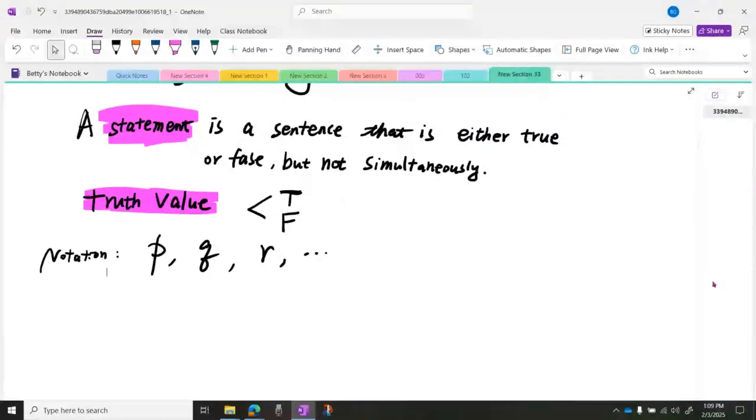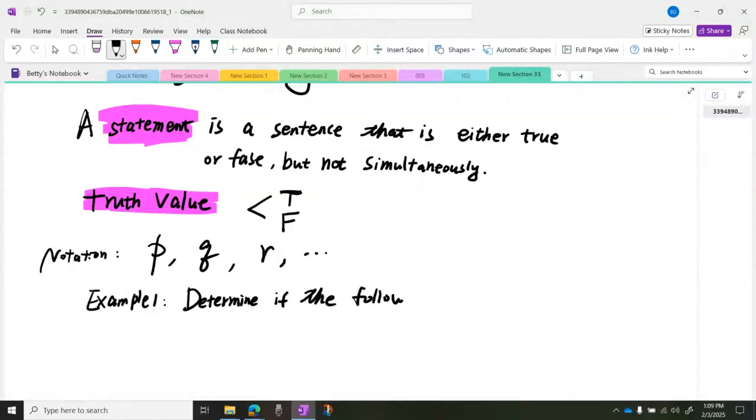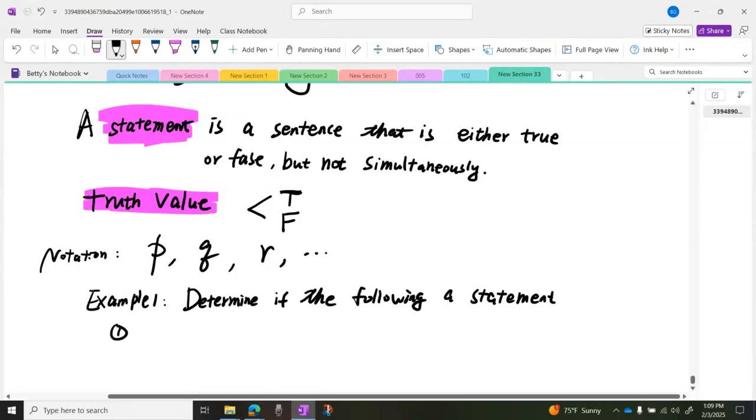How about you guys help me to determine if the following sentence is a statement? Example: determine if the following sentences make a statement or not. Number 1, London is the capital city of England.